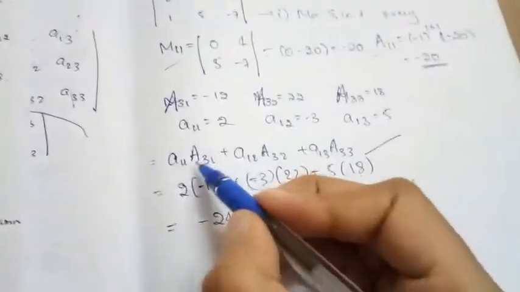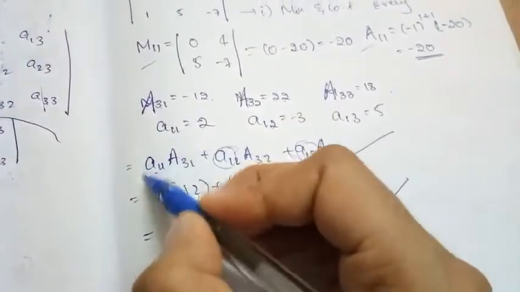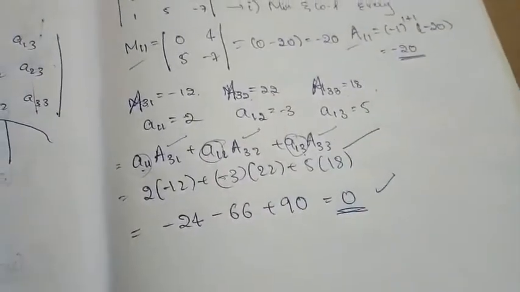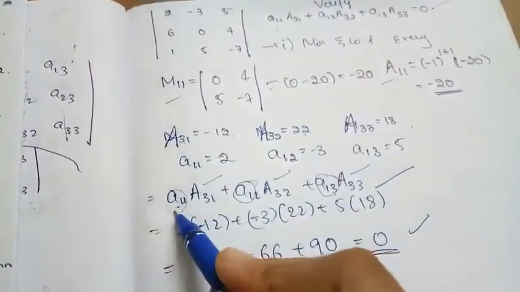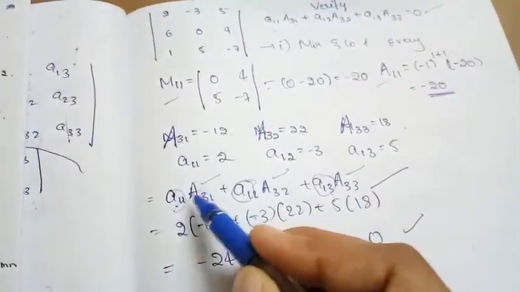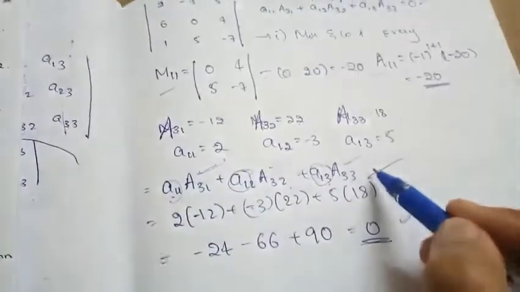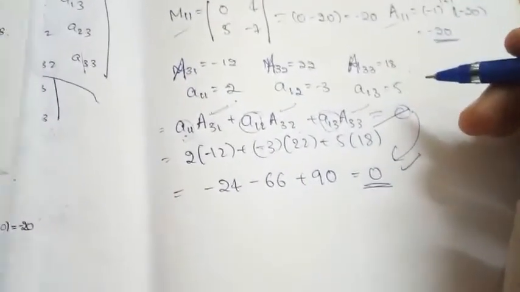That is, you can see here A11, A12, A13. These are the elements of the first row. But A31, A32, A33 are the cofactors of the third row. So when the elements are multiplied with the cofactors of a different row or different column, then the value of that sum is equal to 0. This is how they have verified it. This is how we are going to verify.